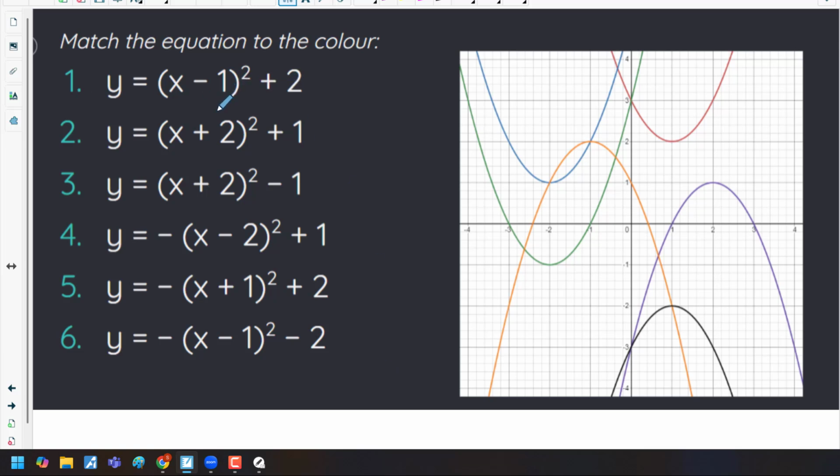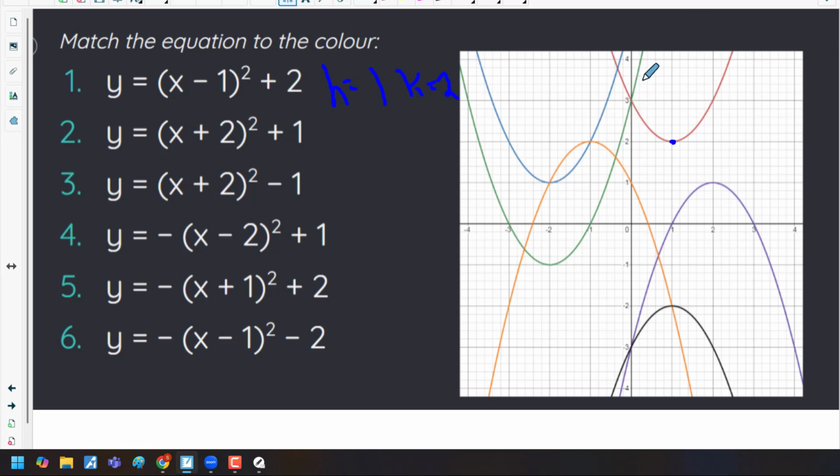So let's start with number 1. The vertex h and k value. H is equal to not -1, but +1. Remember, h is the opposite. And then k is equal to 2. So that means my vertex should be at 1 on the x-axis, 2 on the y-axis. It's right over here. So this can only be red. Red's the only parabola with the vertex over here.